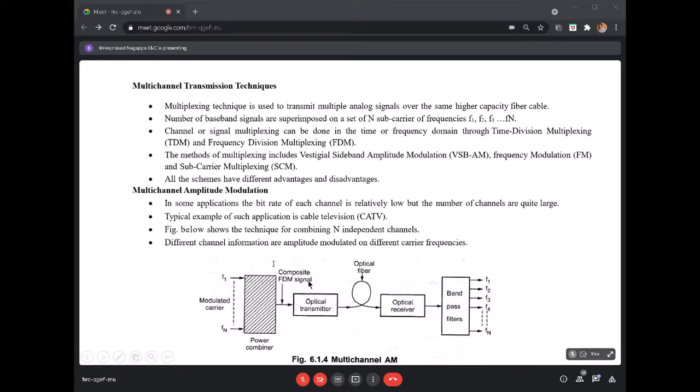So here it is an FDM signal, and that signal is given to the optical transmitter. That means you convert the composite signal, and then it will be transmitted. At the receiving end, the signals will be in a composite state, so you need to separate them into different frequencies. Then those will be separated into the different baseband signals, right?